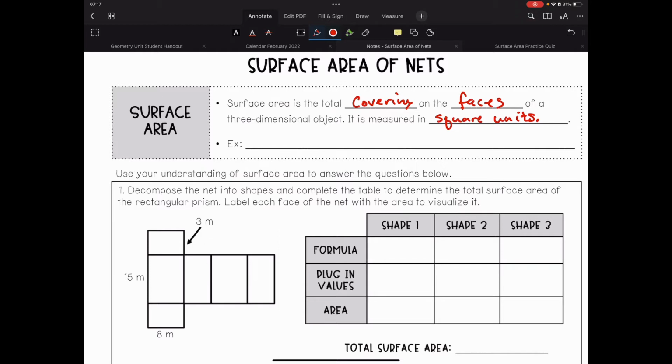An example of a net would be the wrapping paper you use on a present that you're giving someone. Right? If you unfold that, you'll see where each part of the wrapping paper covered every face on the present. And we could find the area of that wrapping paper. So wrapping paper would be one example of a net that we could find the surface area of.